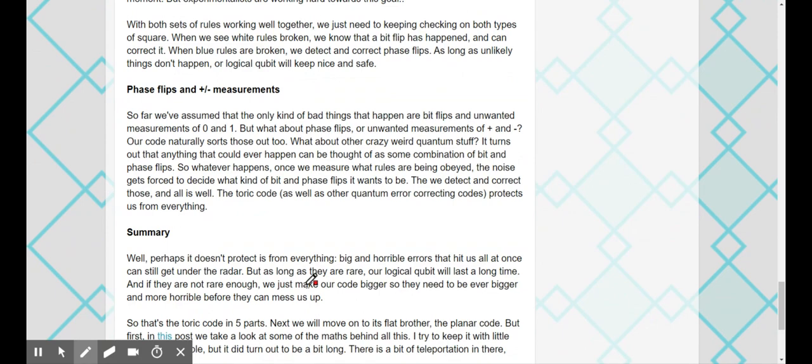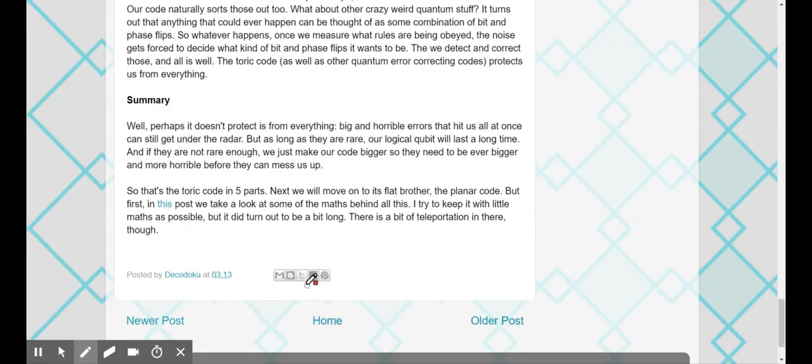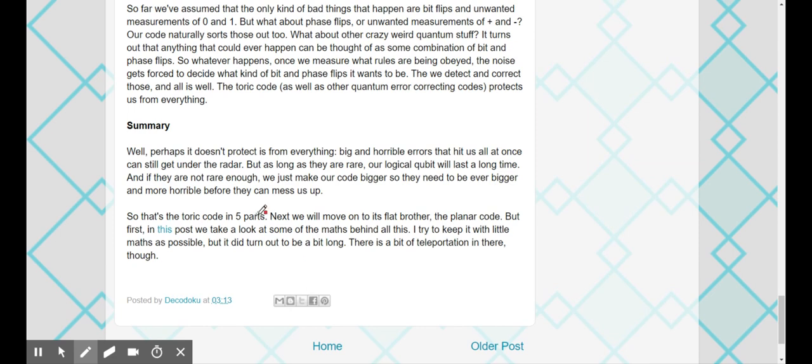The toric code. Okay. So high level makes sense. Well, perhaps it doesn't protect from everything. Big and horrible errors can still happen. Blah blah blah. A long time. Our logical qubit will last a long time, and if they are not rare enough, we just make our code bigger, so they need to be ever bigger and more horrible before they can mess this up. So that's the toric code in 5 parts. Next, we'll move on to its flat brother, the planar code.